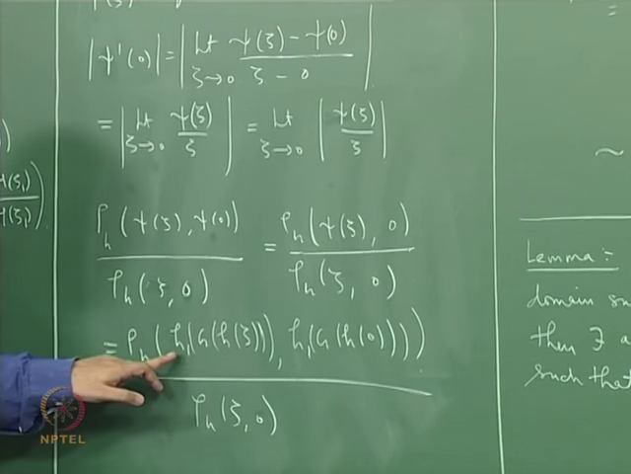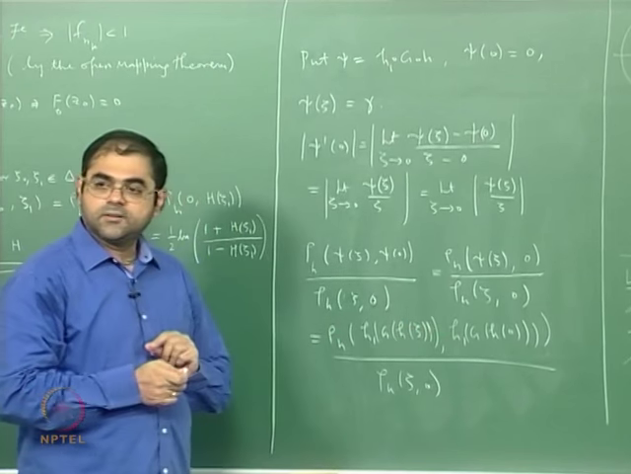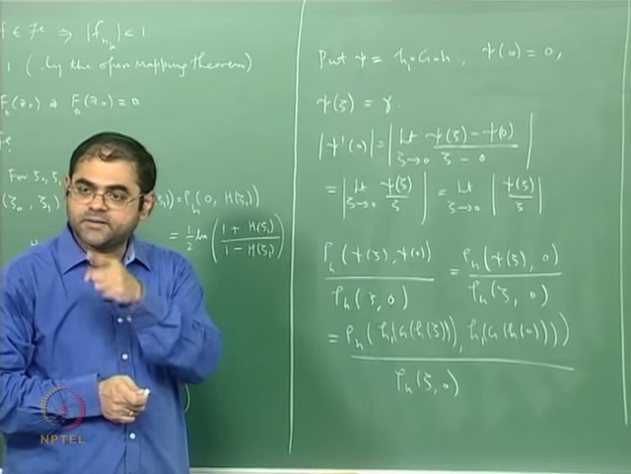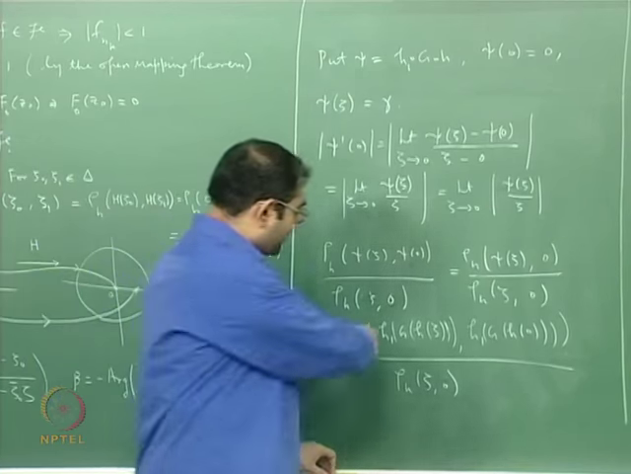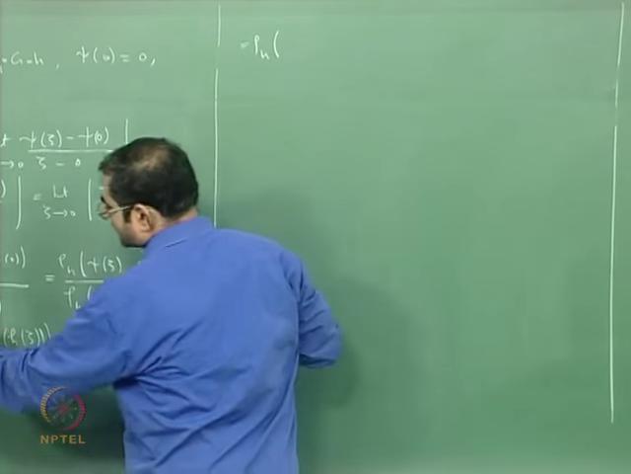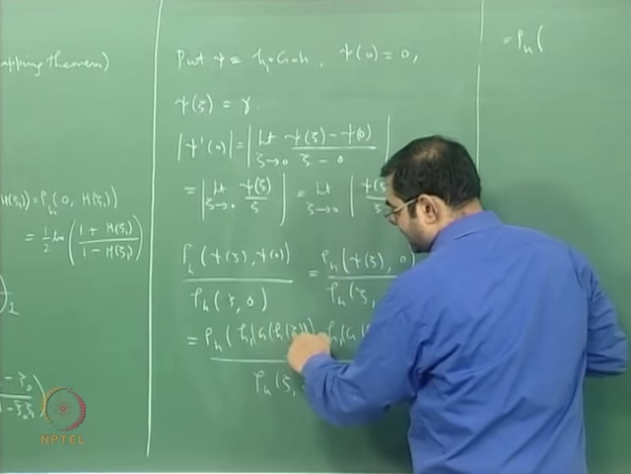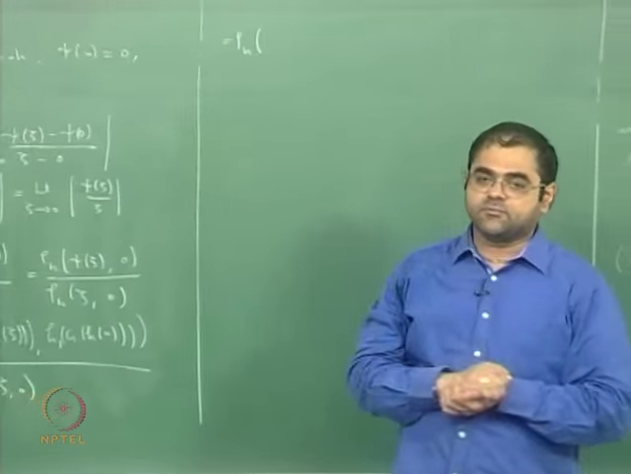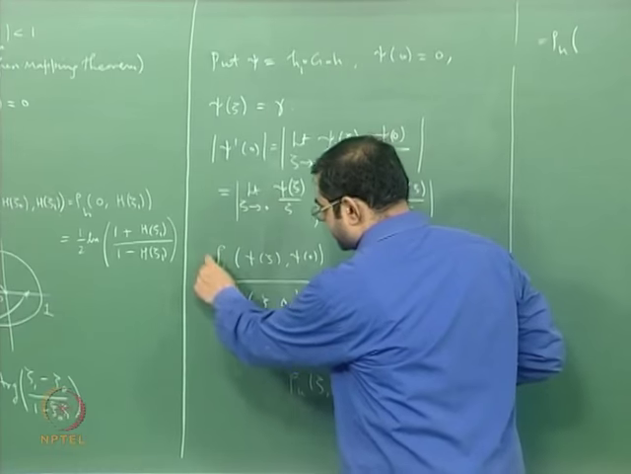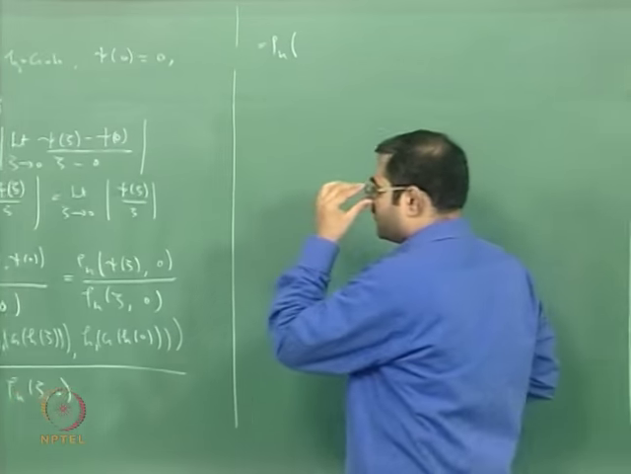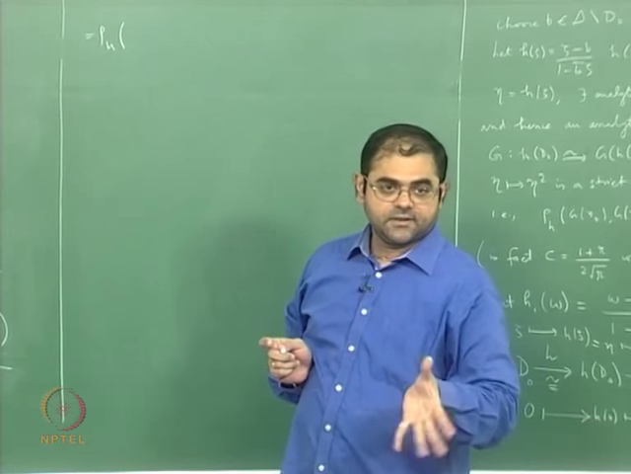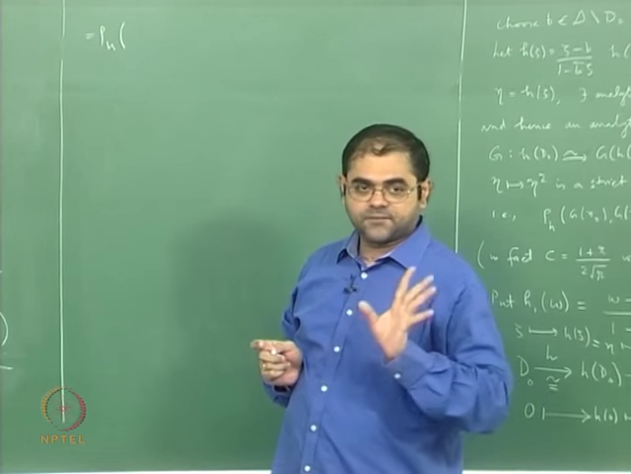And now I can knock off the h1, because h1 is an automorphism of the unit disk, and therefore it is an isometry with respect to the hyperbolic metric. So I can throw out that h1. Please don't confuse this subscript h of rho with the map h, because the subscript h of rho signifies that I am taking hyperbolic distance. So I can knock this h1 out because h1 is an automorphism of the unit disk and an isometry with respect to the hyperbolic metric, that is part of Pick's lemma, or Schwarz lemma.